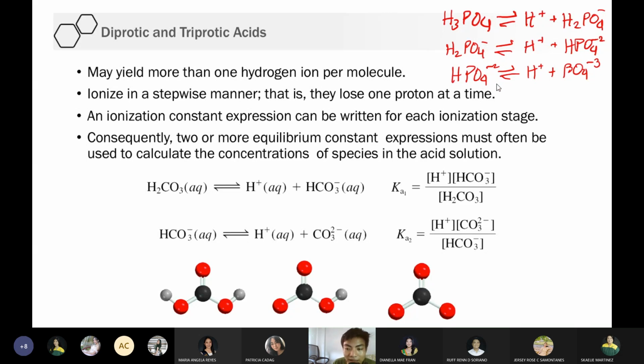Sa next chapter na natin to, hihimayin talaga, no? But the idea here is that if you have a diprotic acid, you will have 2 steps of ionization. And each step will give you a different K value. Ganun din kapag triprotic acid. 3 steps naman. Okay, so that means 3 different K values. So we will come back to this by next chapter. That means around next week pa yon. Tagal pa.